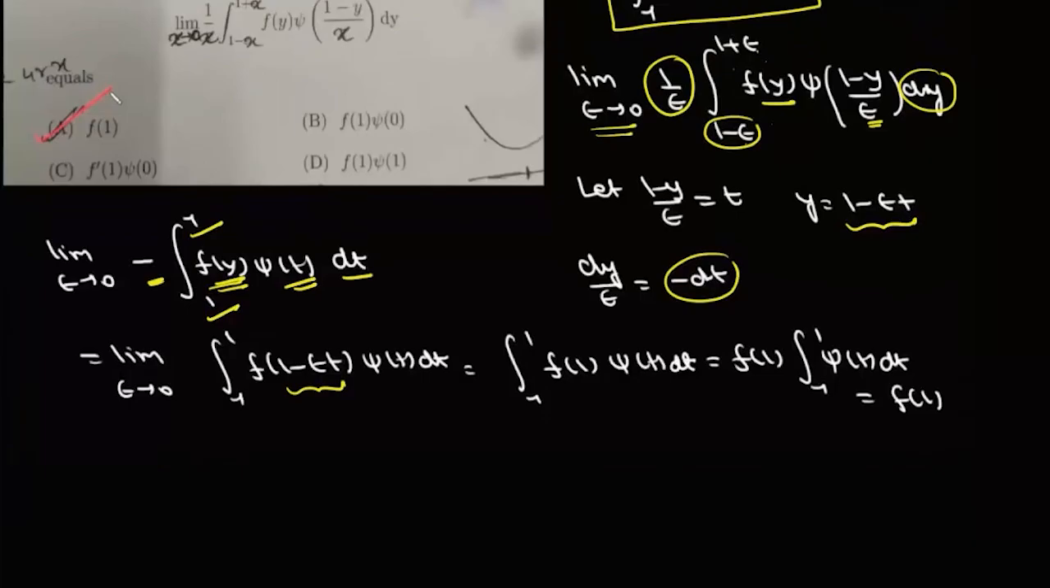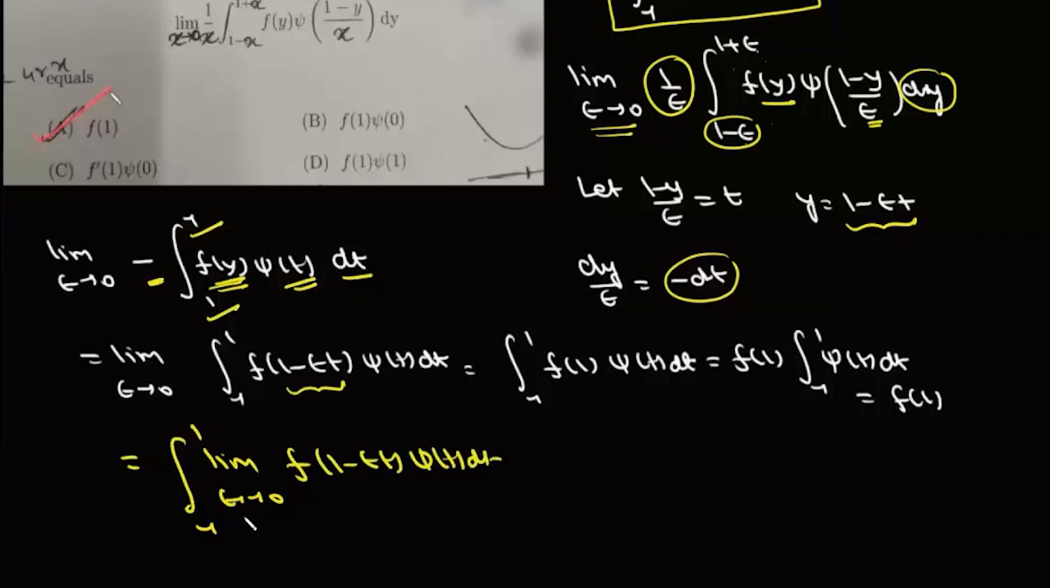Now what we'll do is we'll take this limit inside this integral. So it'll be this minus 1 to 1, limit epsilon tends to 0, f of 1 minus epsilon t psi of t dt. Now if we put this limit epsilon tends to 0 here, it'll be this f1. So it'll be this integral from minus 1 to 1 f1 psi t dt. We can take f1 out. So it'll be f1 and then this integral from minus 1 to 1 psi t dt, which is given, and its value is 1. So the answer to this limit is f1.